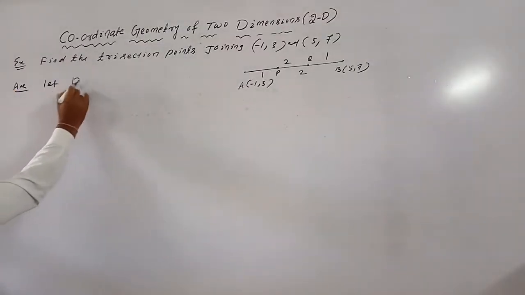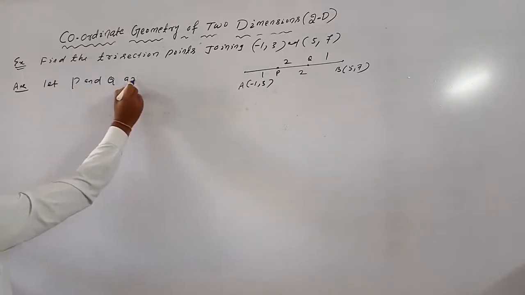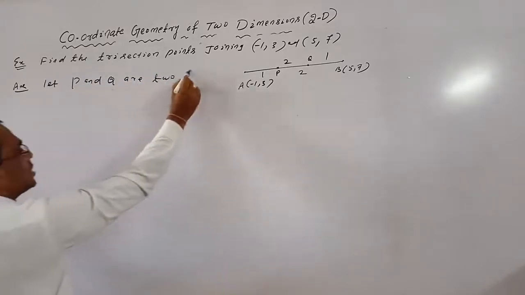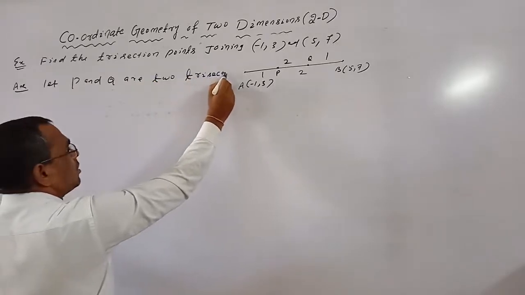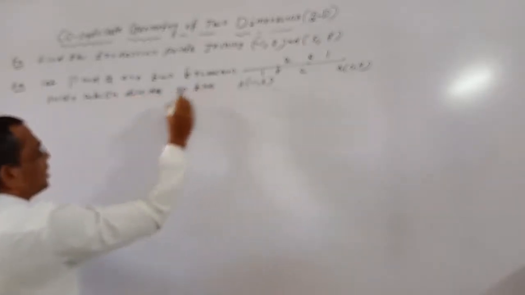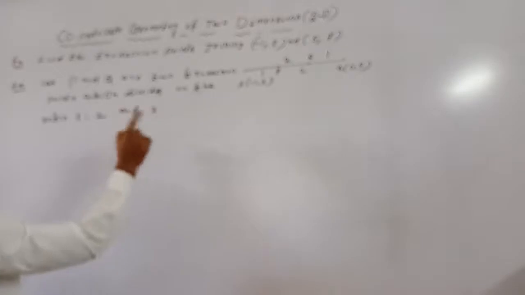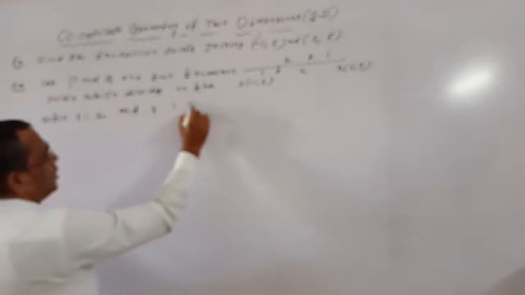Let P and Q be the 2 trisection points which divide AB in the ratio 1:2 and 2:1. P divides AB in the ratio 1:2 and Q divides AB in the ratio 2:1 respectively.